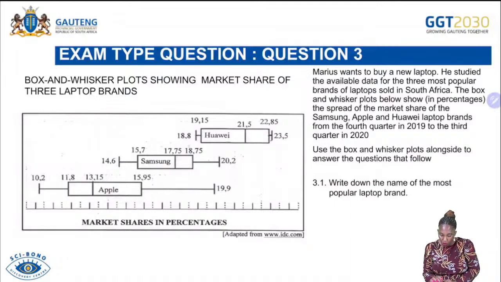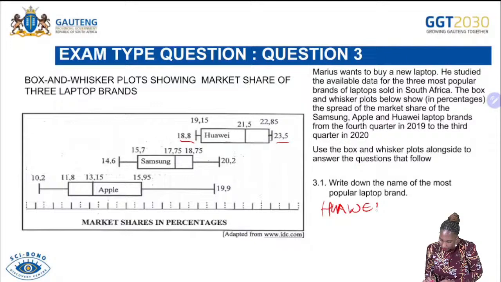And then when we go to Huawei, look at it. It starts with the minimum value. Minimum value is 18.8, and then the maximum is 23.5. So meaning the percentages with the Huawei, it's higher. So meaning the most popular brand is what now? It's Huawei. The most popular brand is the Huawei.